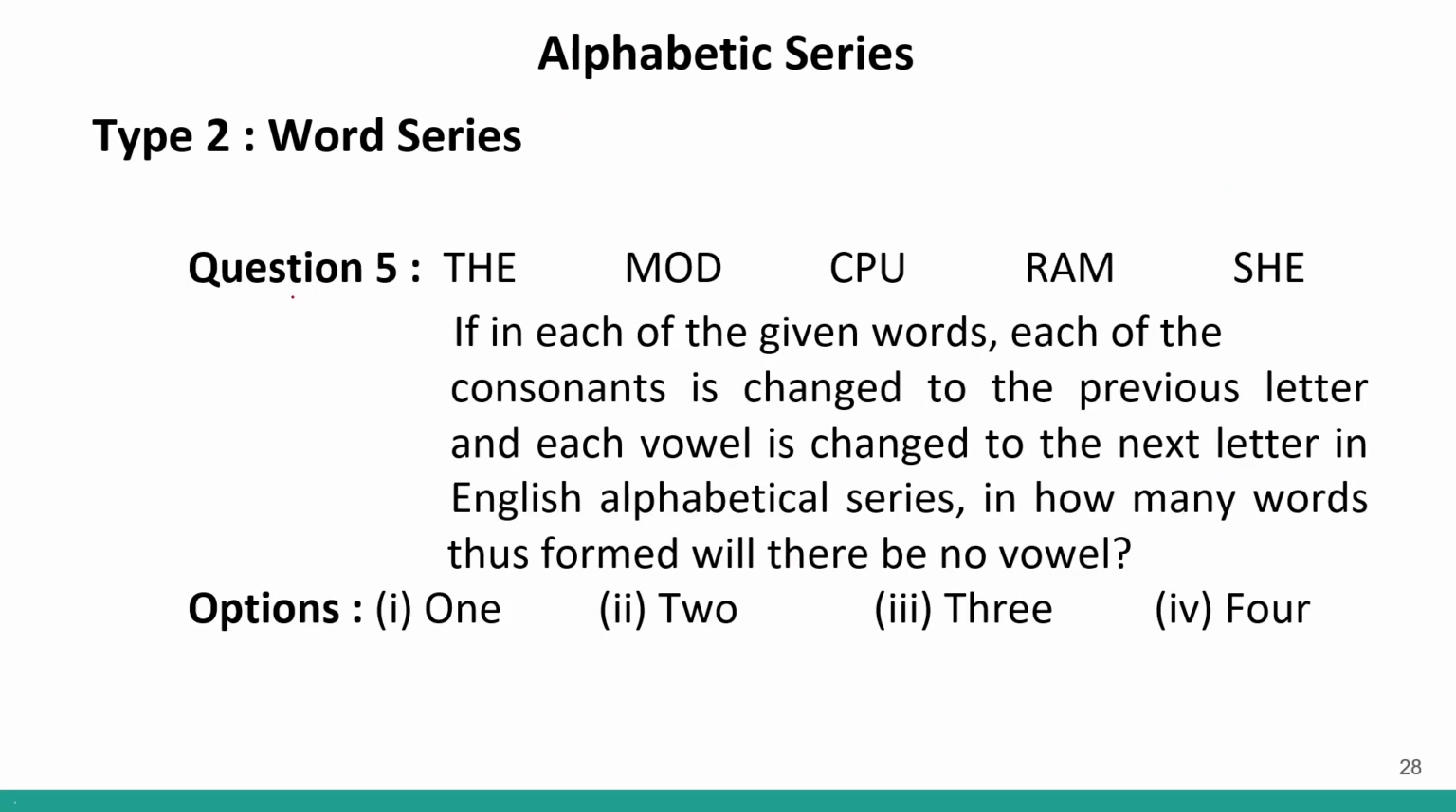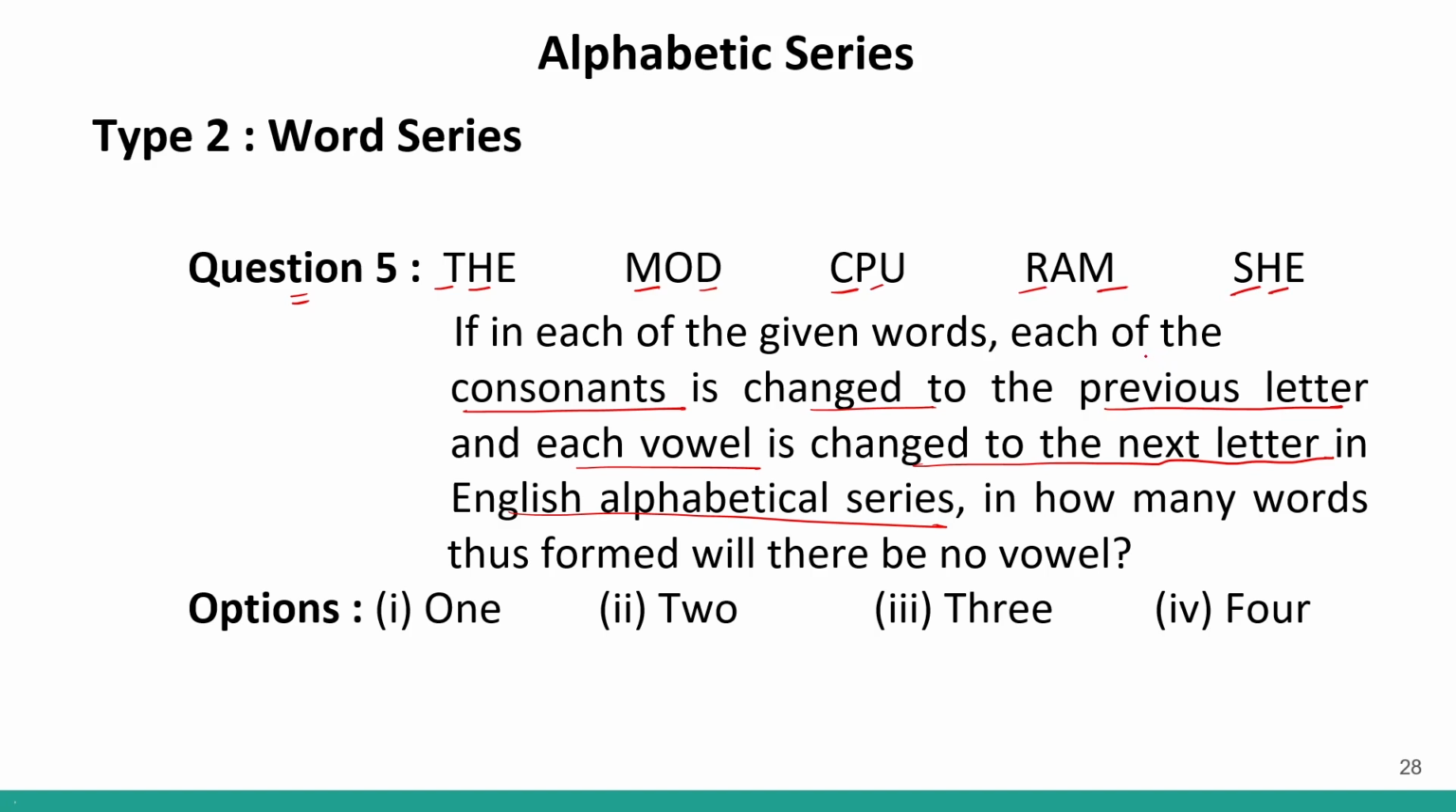Now question number 5. If in each of the given words, each of the consonants is changed to the previous letter and each vowel is changed to the next letter in English alphabetical series. So first let us look at the consonants. Consonants are T, H, M, D, C, P, R, M and S and H. Correct? These are my consonants. These are changed to the previous letter. Correct?